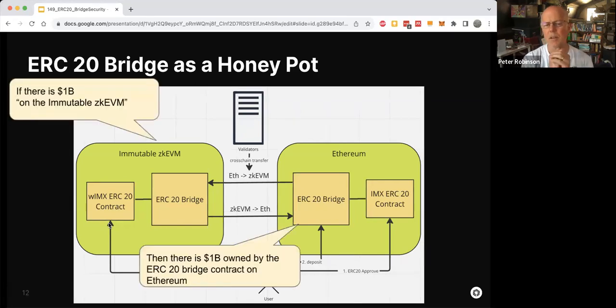When people say our rollup or our sidechain has got $1 billion on it, what they really mean is that that amount of money has been bridged across, invariably using an ERC20 bridge. And what that means is that this ERC20 contract on Ethereum is the owner of $1 billion. So it's a massive honeypot, and is obviously then a massive target.